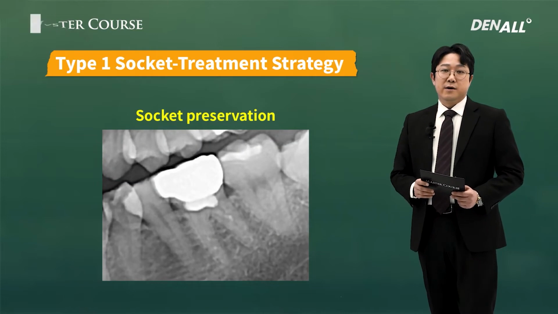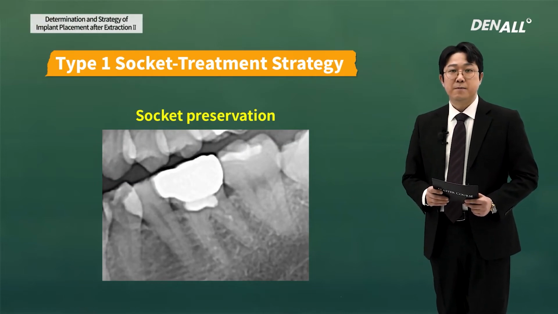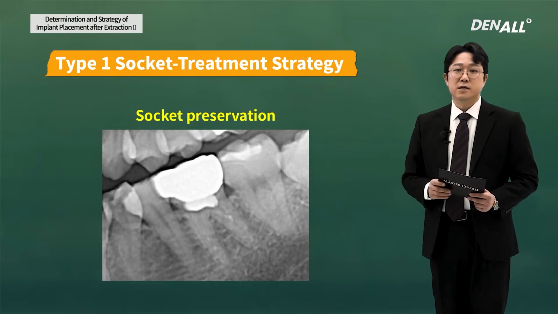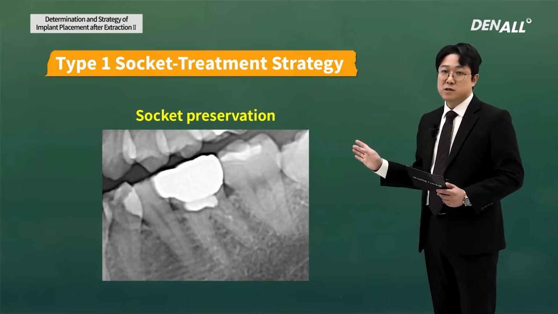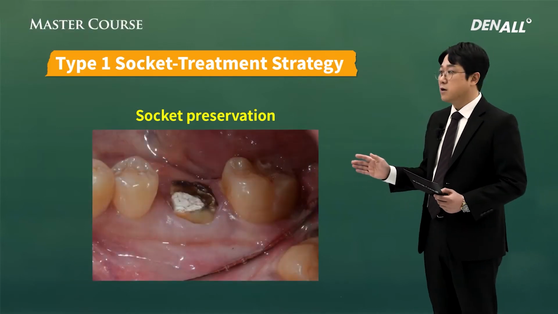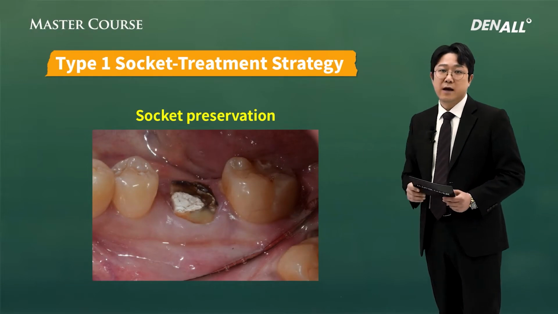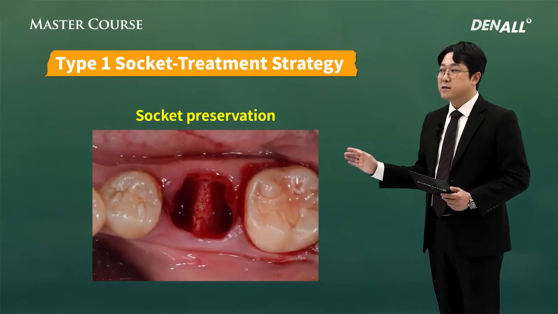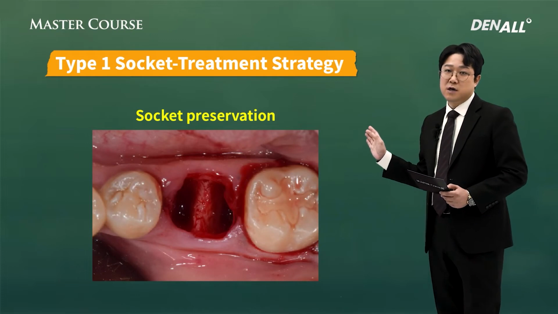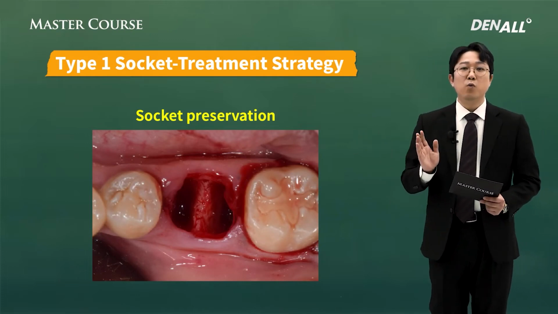Type 1, the third method was used, socket preservation in this case. This is the X-ray when the patient came in for scaling. After a while, number 46 was fractured and the patient came in. Extraction was done. It was a young female patient and she had a lot of fear about implant surgery.